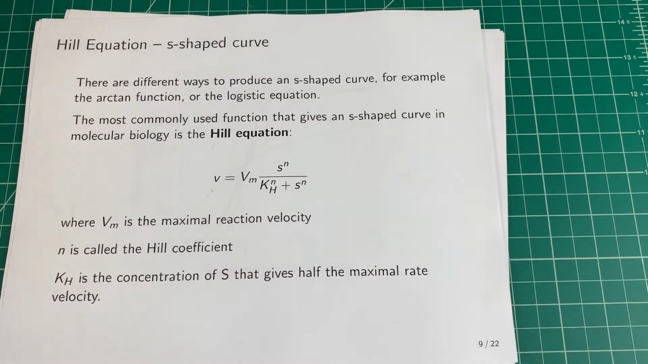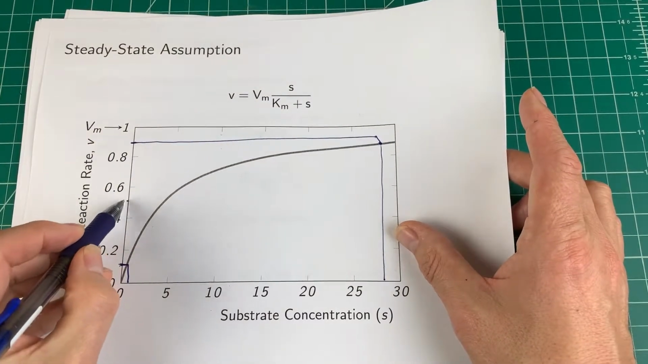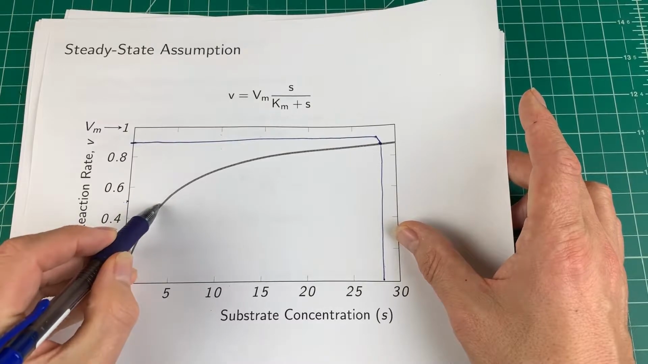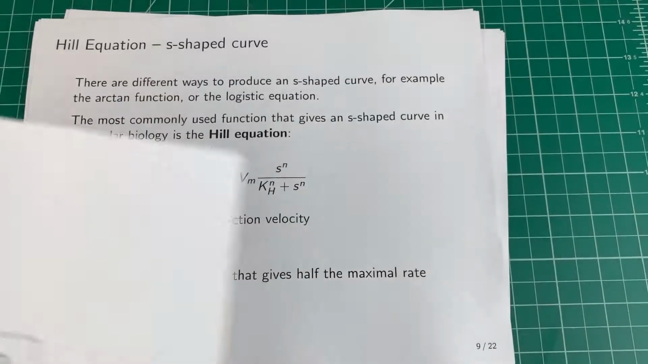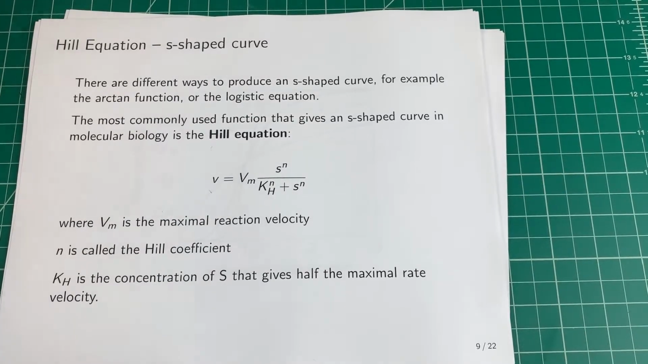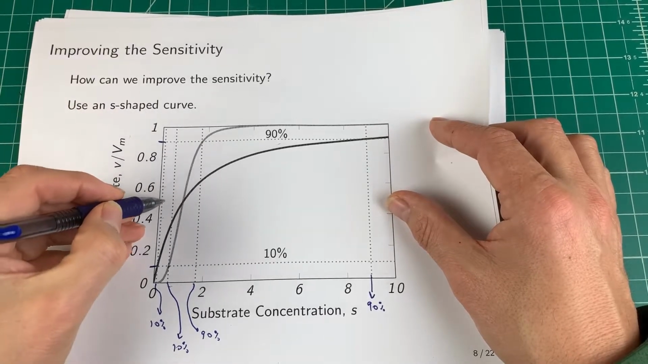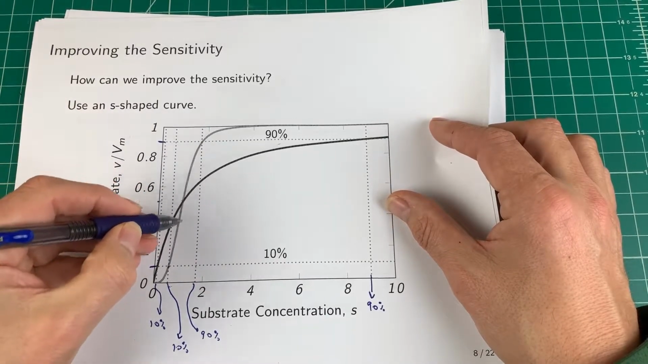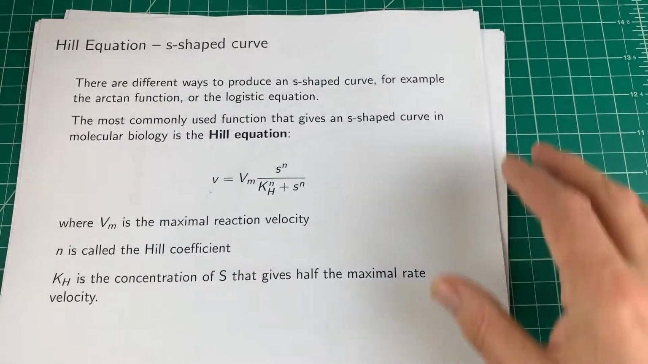Remember this one here. So this is half here. So that's half the maximum velocity. That's the Km for a hyperbolic curve. You do the same for a sigmoid curve. I guess I can show it here on this one. So here's one, half is around here. So we take the line across here. That's the Kh. Okay. All right.